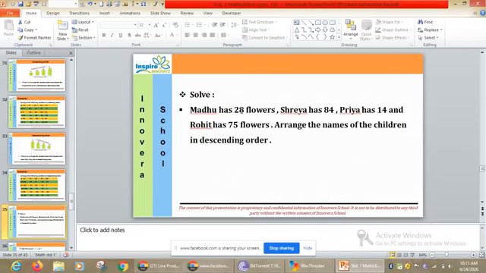So what are we going to do? We are going to arrange the names of the children in descending order. Now what is descending order? Descending order is from big to small.